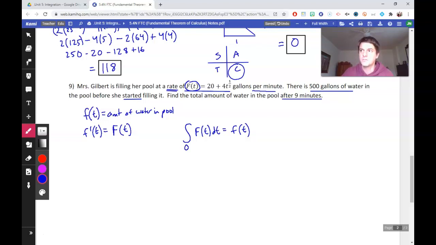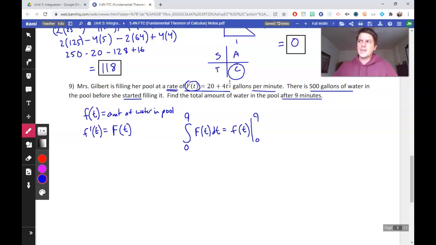So we want to start at 0, when she starts filling the pool, and go all the way to 9 minutes. What this will let us do is get a definite integral and an exact value for how much water came into the pool over the course of 9 minutes. Remember, it's an accumulation of change. We only have the rate. Well, we can calculate how much is changing.